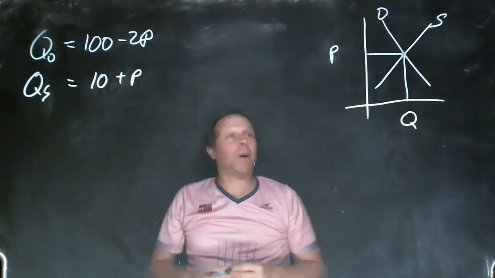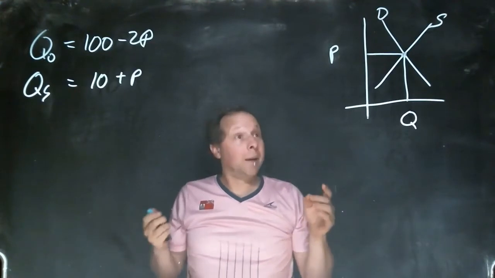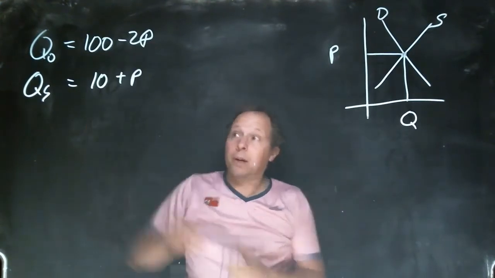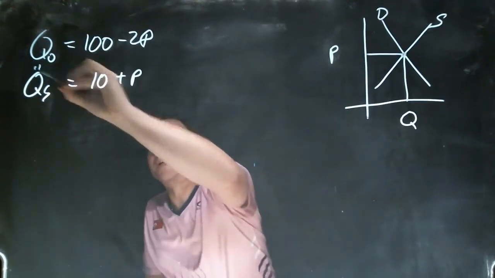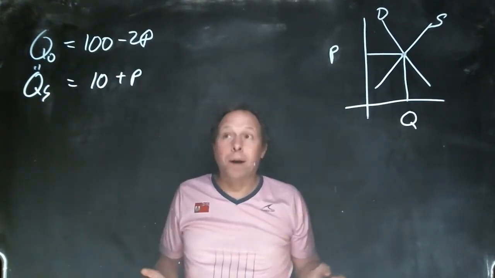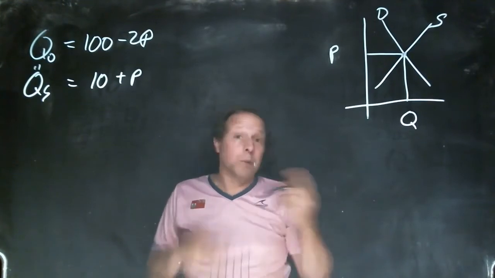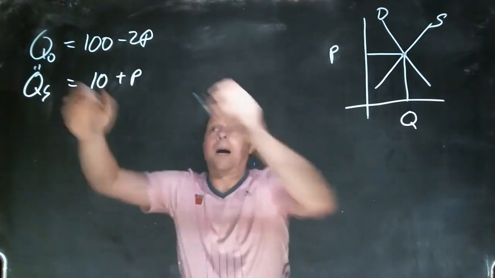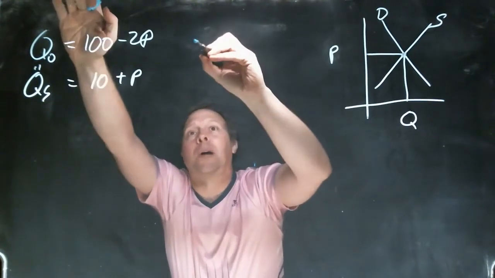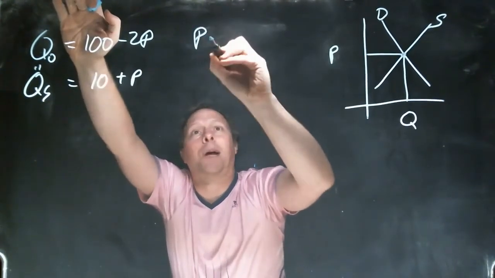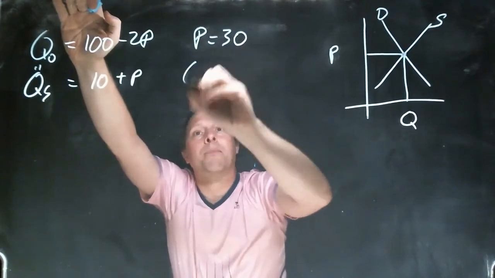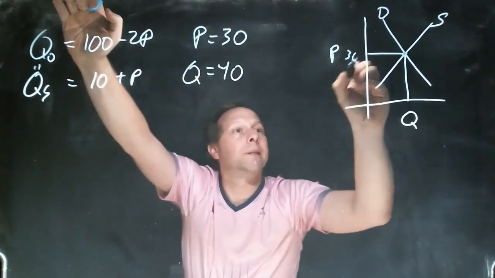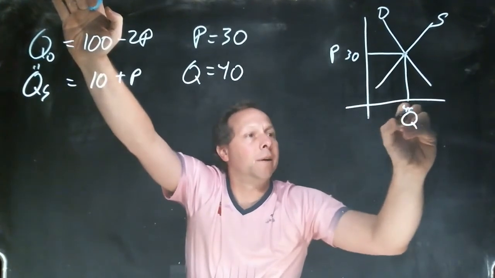Now, if we want to solve this before we put in a minimum legal price, all we would do is set quantity demanded equal to quantity supplied, solve for price, and then solve for quantity. If you do all the algebra, you end up getting price equals 30 and quantity equals 40. So this point here is at 30, this point here is at 40.